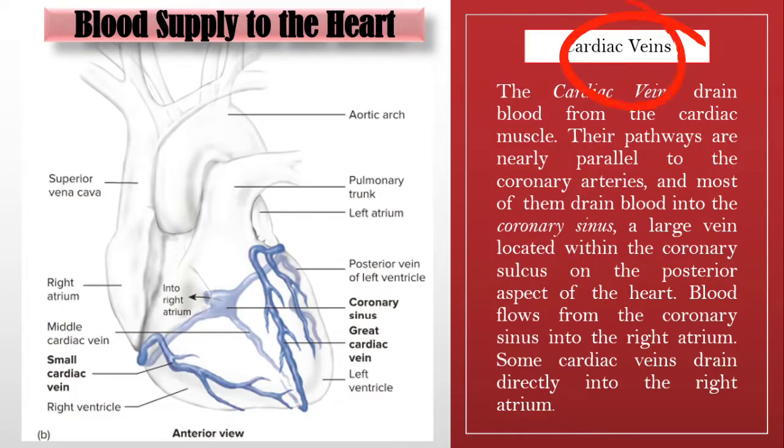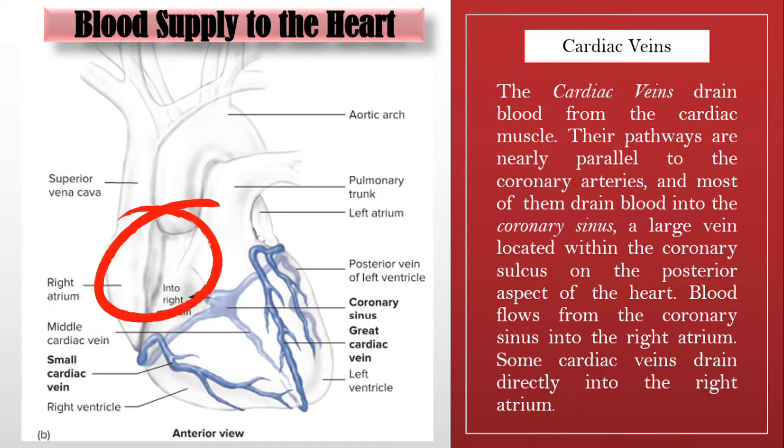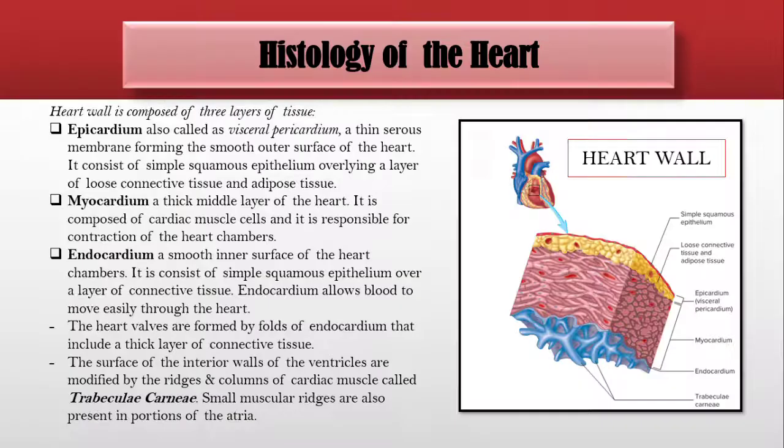Next is our cardiac veins. The cardiac veins drain blood from the cardiac muscle. Their pathways are nearly parallel to the coronary arteries, and most of them drain blood into the coronary sinus. Our coronary sinus is a large vein located within the coronary sulcus on the posterior aspect of the heart. Blood flows from the coronary sinus into the right atrium, and some of the small cardiac veins drain directly into the right atrium. Our next subtopic is all about the histology of the heart.